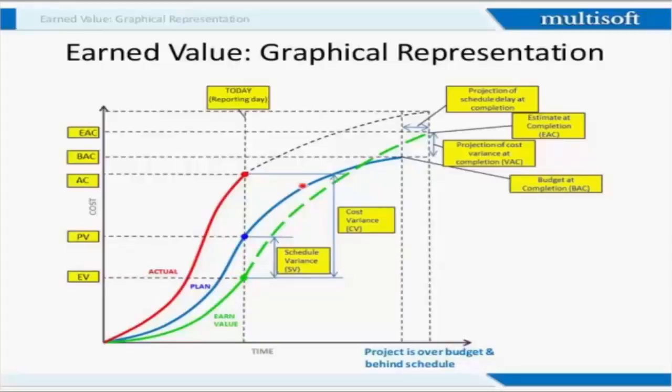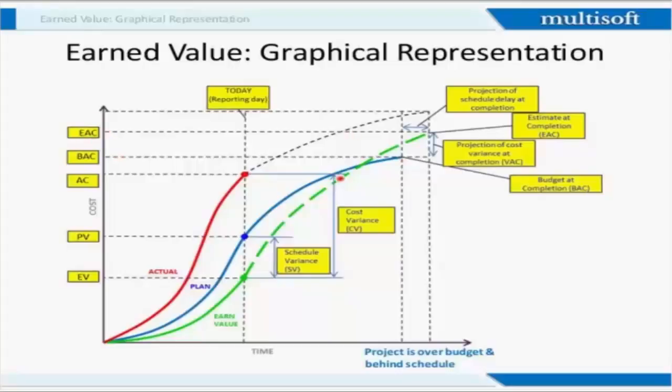So my budget at completion is nothing but, at this point when my project completes, what I had anticipated to spend. Now, according to the current trend, if I consider this trend progressing, then my project will be ending here, and this is my estimate at completion. This was my budget at completion, what was anticipated and budgeted for. This is the estimate at completion.